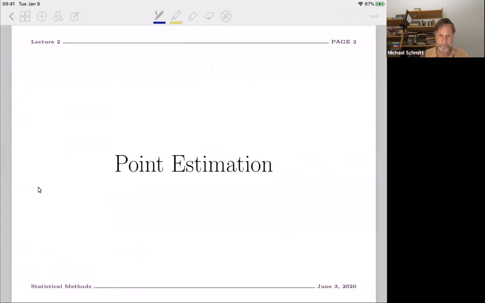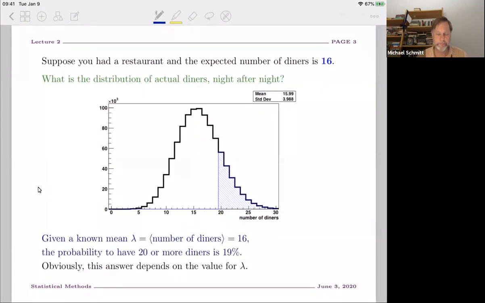Okay, so to begin with point estimation, let's suppose you are the owner of a restaurant and you could only seat up to 19 people in your restaurant. And the expected number of people who come to eat are 19. So what's the distribution of the actual diners night after night? And of course, the answer is, well, it follows a Poisson distribution, which is what I'm showing you here in the middle of the page.